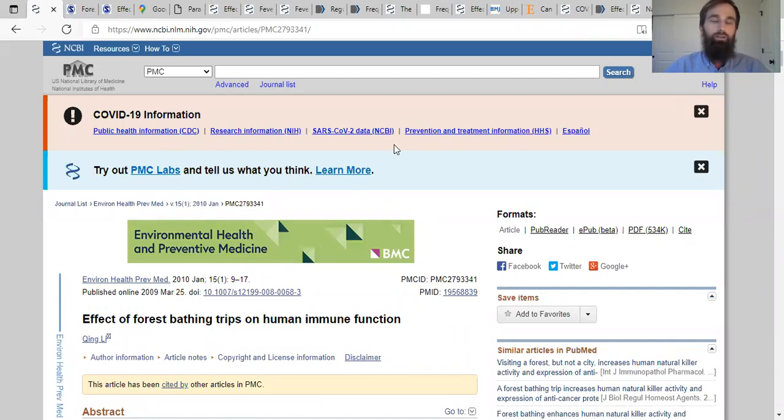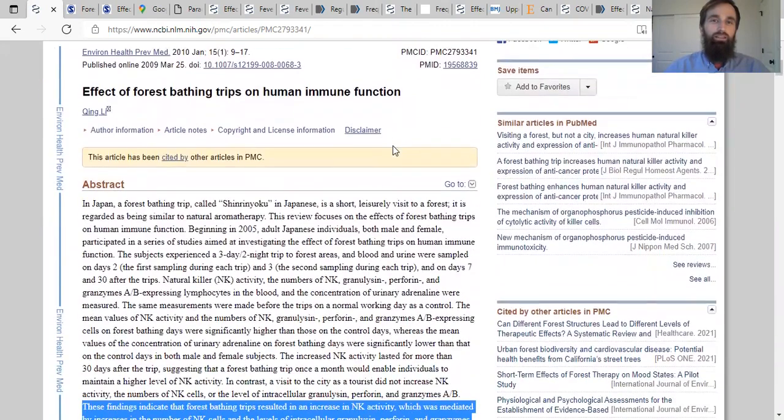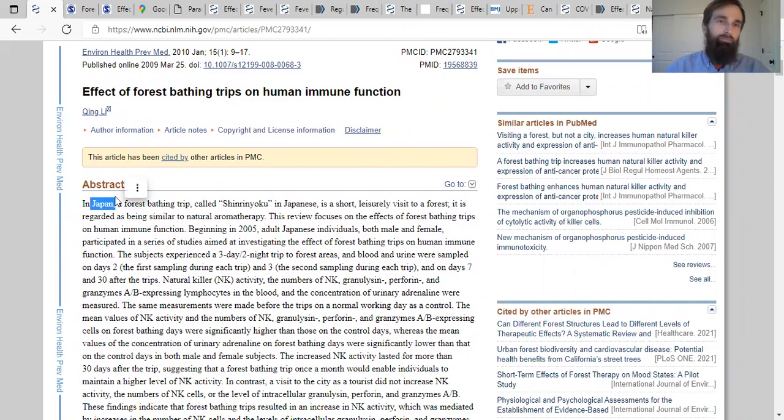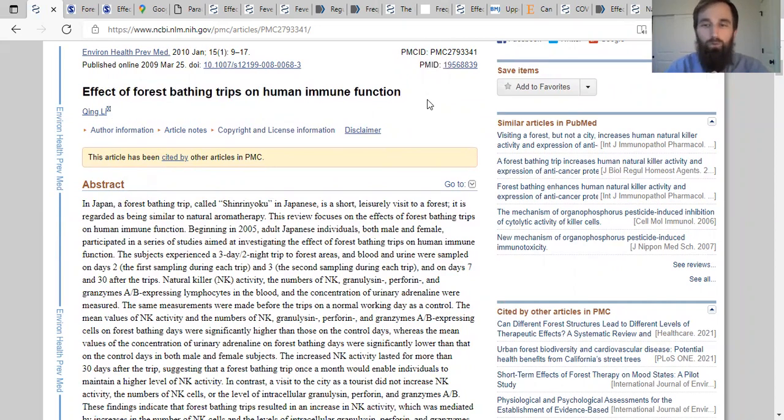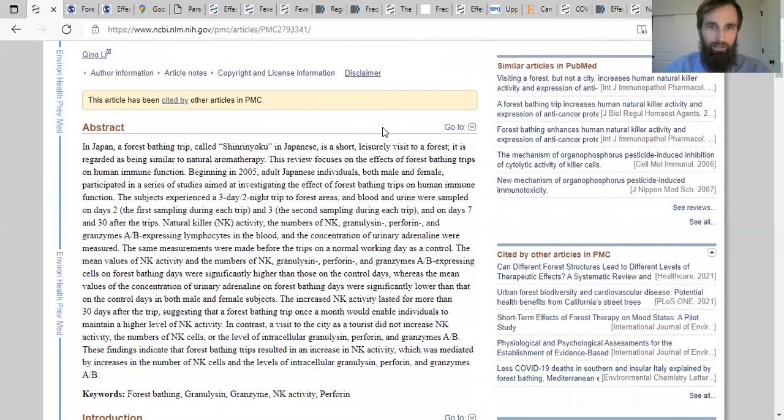So the first thing that we're going to look at is the fresh air aspect. We're going to look at a few studies. These studies were done in Japan. The effect of forest bathing trips on human immune function. Forest bathing is spending time out in the forest, breathing fresh air. They took a look at the natural killer cells and the enzymes, the 4 or 5 enzymes that help activate the natural killer cell function.